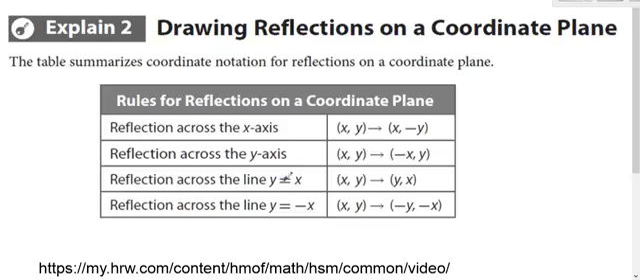And then reflecting across y equals x, you switch x and y. And if it's the line y equals negative x, you switch the x and y and make them both negative. So they both change signs.